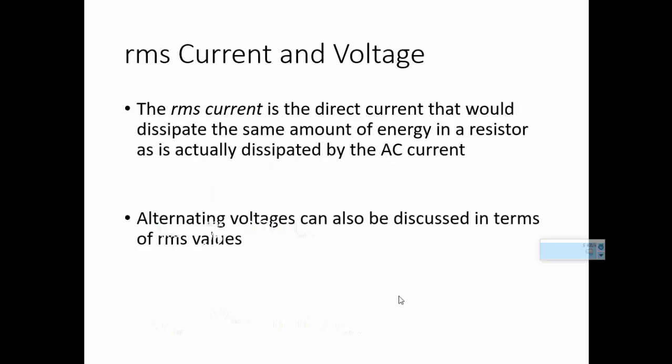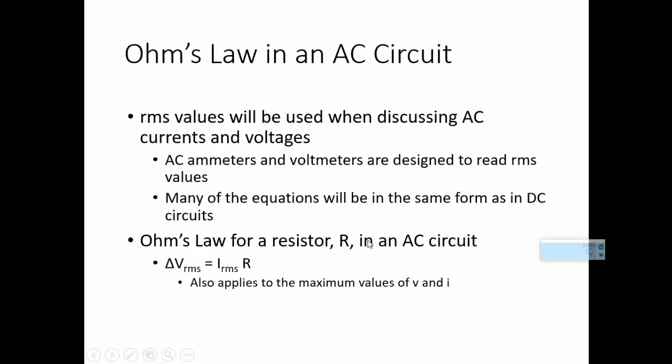Now, RMS current and voltage. The RMS current is the direct current that will dissipate the same amount of energy in a resistor as is dissipated by the AC. Alternating voltage can also be discussed in terms of RMS.